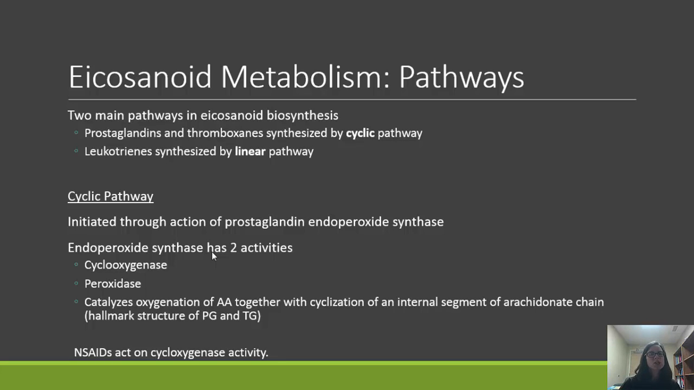Okay, so we have two main pathways in eicosanoid biosynthesis. We have our cyclic pathway, which produces prostaglandins and thromboxanes, and then we also have our linear pathway, which produces leukotrienes. And it's really the cyclic pathway that's the most biologically significant.